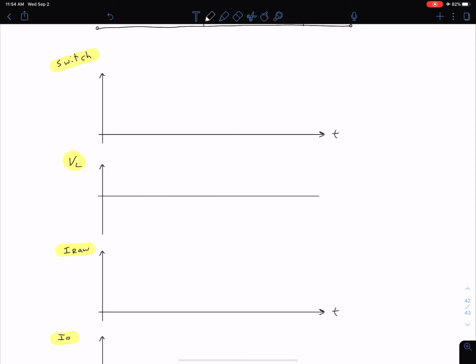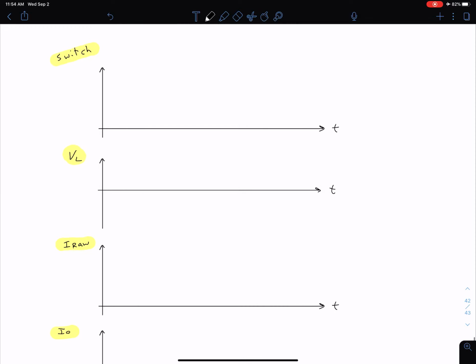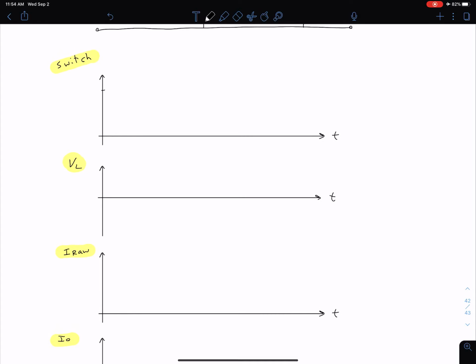Like we've seen with similar videos, I'm trying to plot these so that our times are all lining up, one right on top of the other, so the times line up in these various plots. Let's first look at our switch. Our switch is going to have two states. It can be on, or down here we'll say this is off. On, of course, means closed, so our current is flowing through the circuit, and off is open.